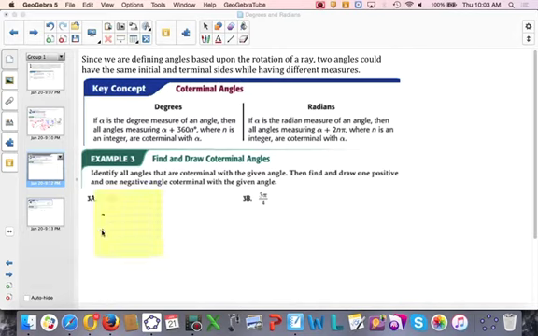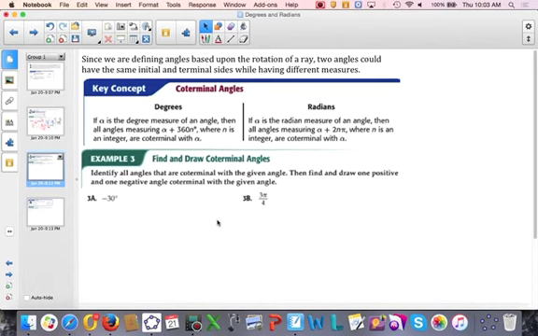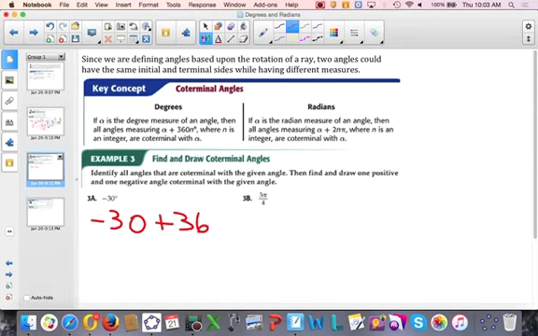If I take negative 30 and I add 360 over and over and over again, so that's where the n comes in, all of those angles will be coterminal with negative 30. And then it says to find and draw one positive and one negative coterminal angle. So negative 30 is about here.